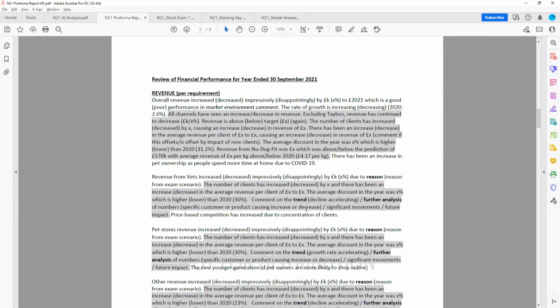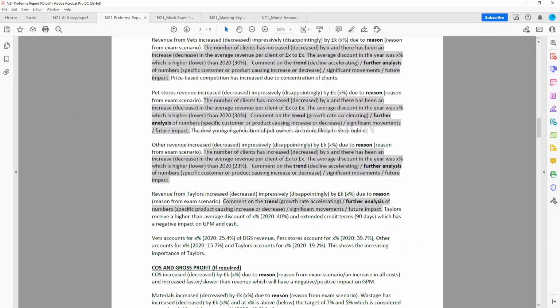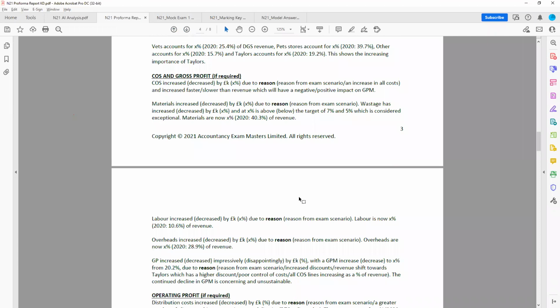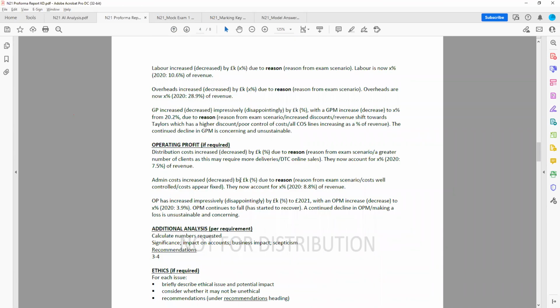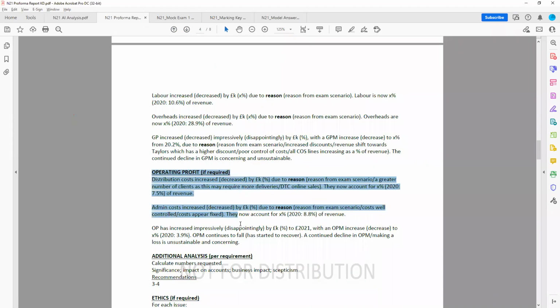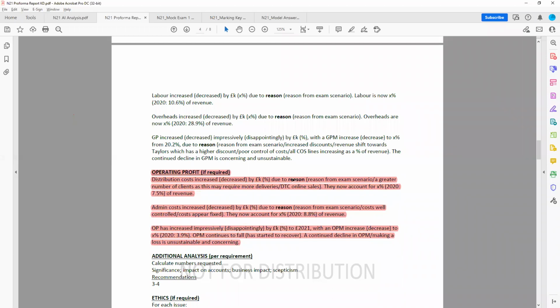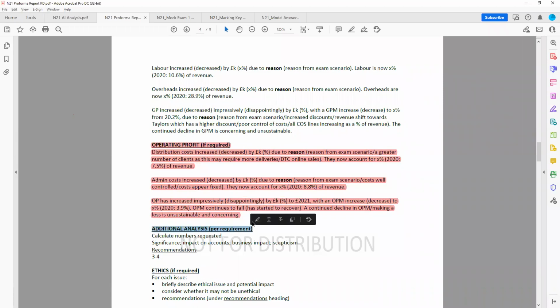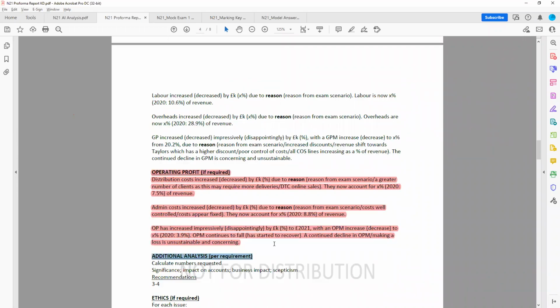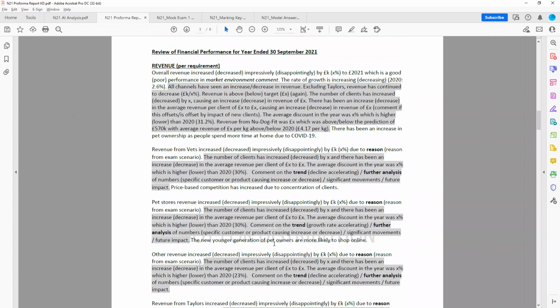Of course, you're going to have to flex this based on what comes up in the exam. So revenue, cost of sales, and gross profit were required. Operating profit wasn't, so you wouldn't have a section on this in the actual exam. And for a one-off piece of analysis, it will depend on what that is, but you've got some reminders here of the points to include.